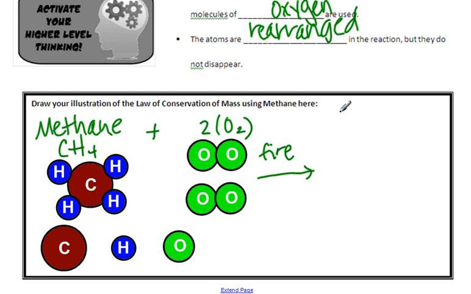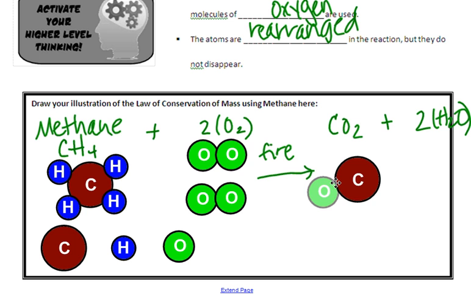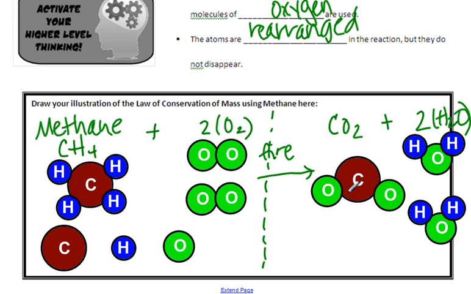Now, this goes to our other part. What happens in the second part of this reaction? You have carbon dioxide plus two molecules of H2O. So here's our carbon, our two atoms of oxygen, and we have our two molecules of water. And remember, water looks like Mickey Mouse ears. Okay, so let's take a look.